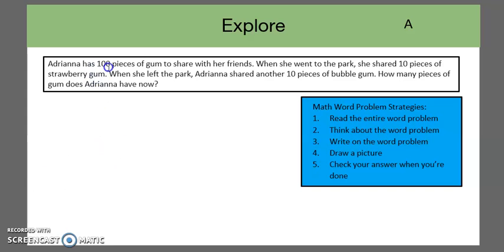Adriana has 100 pieces of gum to share with her friends. When she went to the park, she shared 10 pieces of strawberry gum. When she left the park, Adriana shared another 10 pieces of bubble gum. How many pieces of gum does Adriana have now? Please pause the video, think about a strategy, work through the problem, and we're going to compare our answers with the next slide.